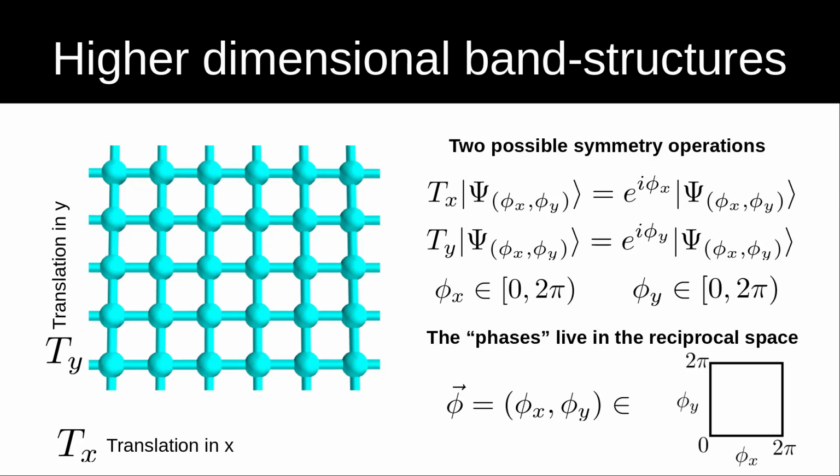So in this way, you can essentially label your states according to the phase that they pick when you apply Tx, the phase that they pick when you apply Ty, and of course, the energy that you get when you apply the Hamiltonian. And in particular, this labeling of the states essentially tells you that there's going to be a mapping between the phases phi x and phi y to the energy. These phases live in this square space that goes from 0 to 2 pi for phi x, 0 to 2 pi for phi y, and this is what we call the reciprocal space. And in particular, this is what we call the first Brillouin zone.